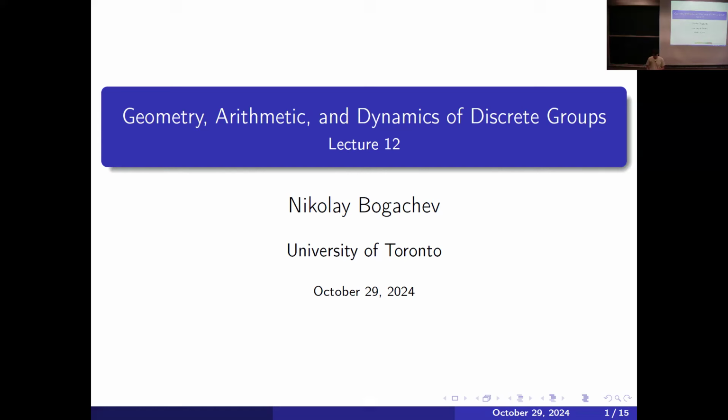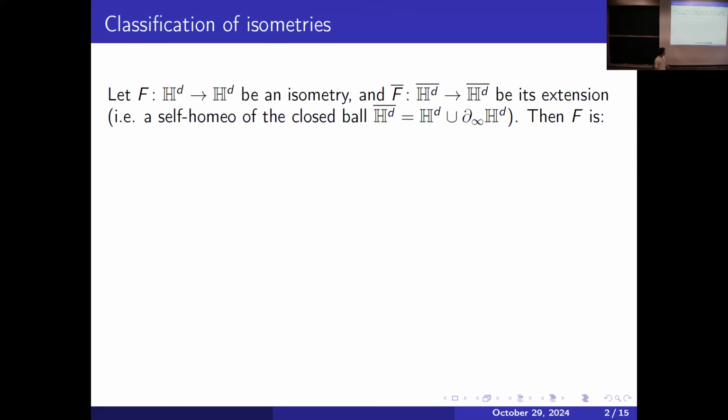Okay, so let me recall the classification theorem of hyperbolic isometries. If F is an isometry, we can denote by F bar its extension to the compactified hyperbolic space, which is basically a closed ball. It is the interior, the hyperbolic space, plus the sphere, which is the ideal hyperbolic boundary. We'll basically conflate F and F bar, meaning that if we have an isometry, it automatically acts on the boundary.